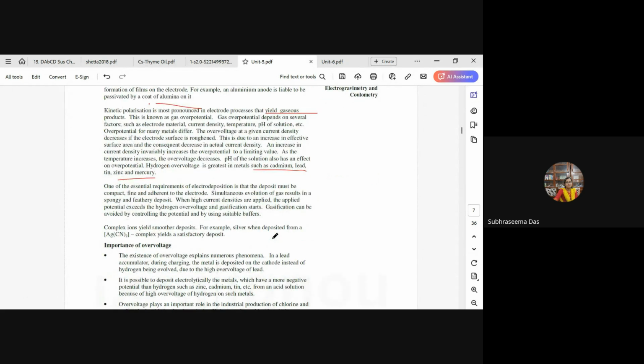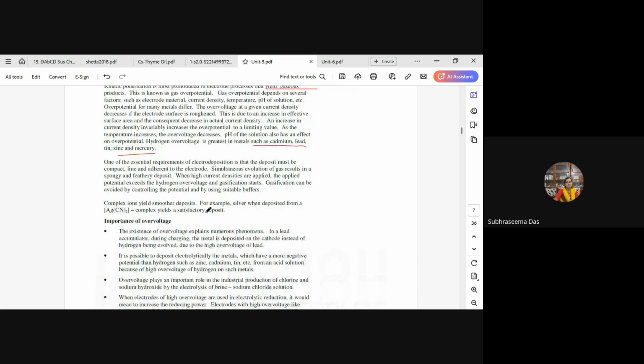One of the essential requirements of electrodeposition is that the deposit must be compact and very fine, and it should stick to the electrode. Simultaneous evolution of gas results in a very spongy and feathery deposit. When high current densities are applied, gasification occurs. This gasification can be controlled by using suitable buffers. Now complex ions give very smooth deposits, like when silver is deposited from silver cyanide, it gives a very smooth deposit of silver.